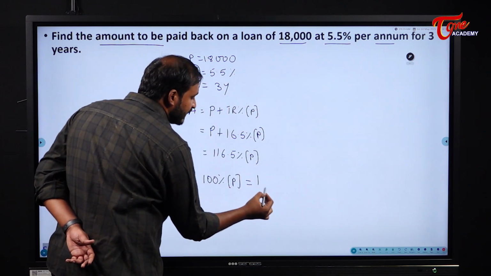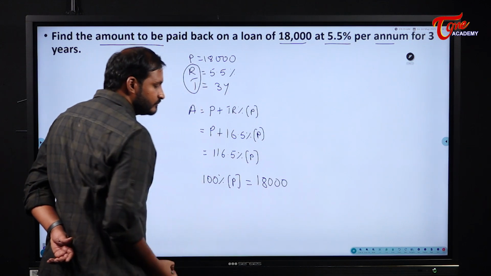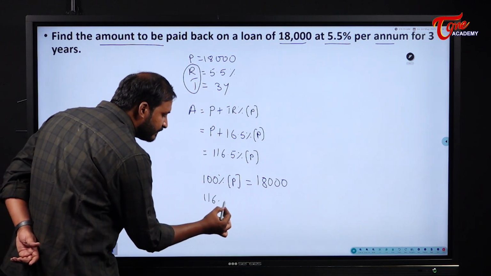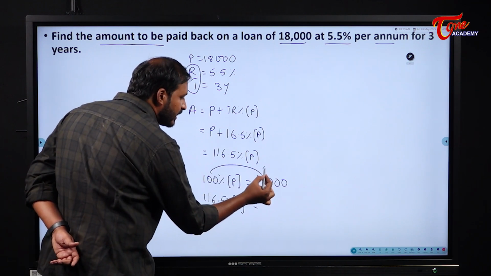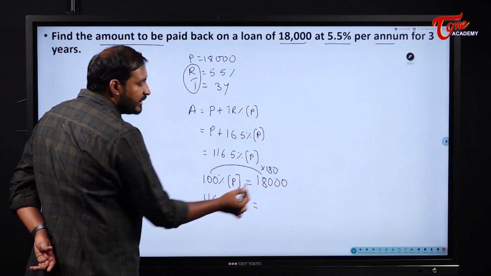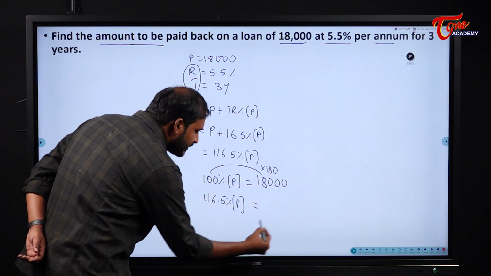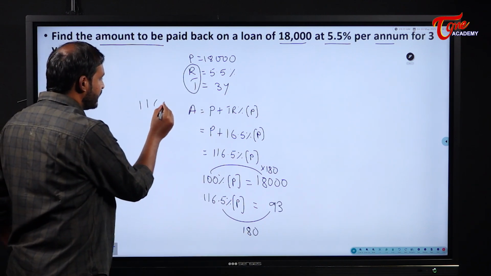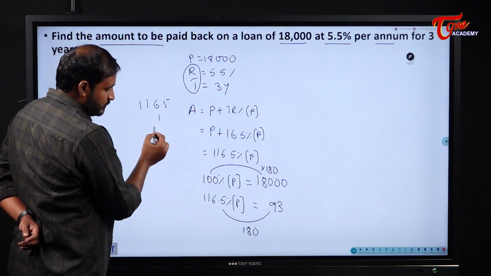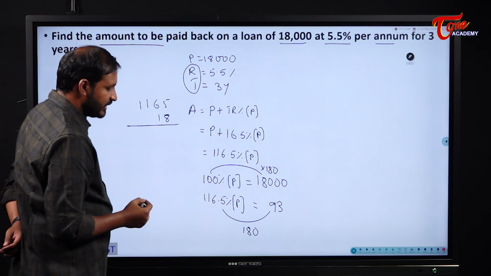What is given for us? 18,000. Now what happens to 116.5 percentage of P? What is happening here? Into 180, right? 100 into 180 is 18,000. Similarly, here also multiply it with 180. What you will get? 1165 into 18, right?